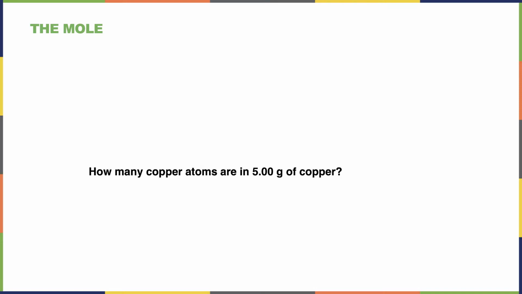How many copper atoms are there in 5 grams of copper? Now remember, a mole has 6.02 times 10 to the 23rd atoms of copper. So you have to convert this grams to moles first. Then you take the number of moles and multiply it by the constant 6.02 times 10 to the 23rd, and it tells you how many atoms you have.